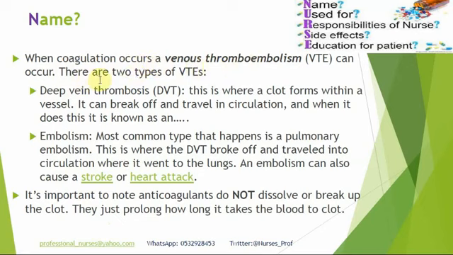There are two types of venous thromboembolism. Type 1 is deep vein thrombosis, or we can call it DVT. This is where a clot forms within a vessel. It can break off and travel in the circulation. When it travels in the circulation, we call it an embolism. It will go to another place.